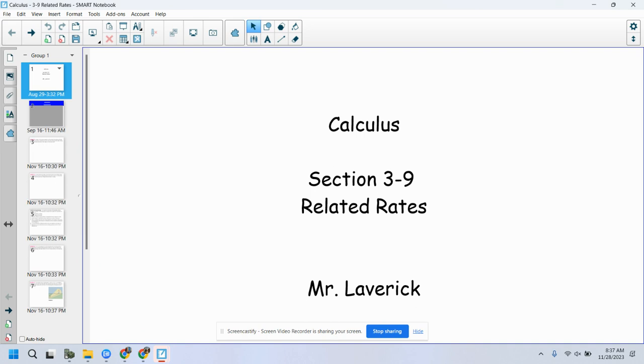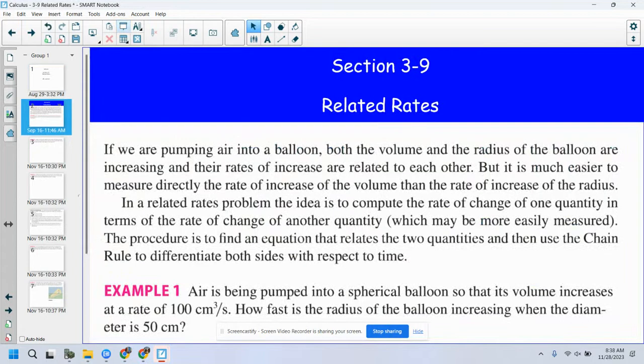We have been using the physics application all along, where the derivative of position is velocity, and the derivative of velocity is acceleration. But now we're going to talk about what other things we can use, and how these rates are related to one another. So it's an application section. The book introduces it like this.